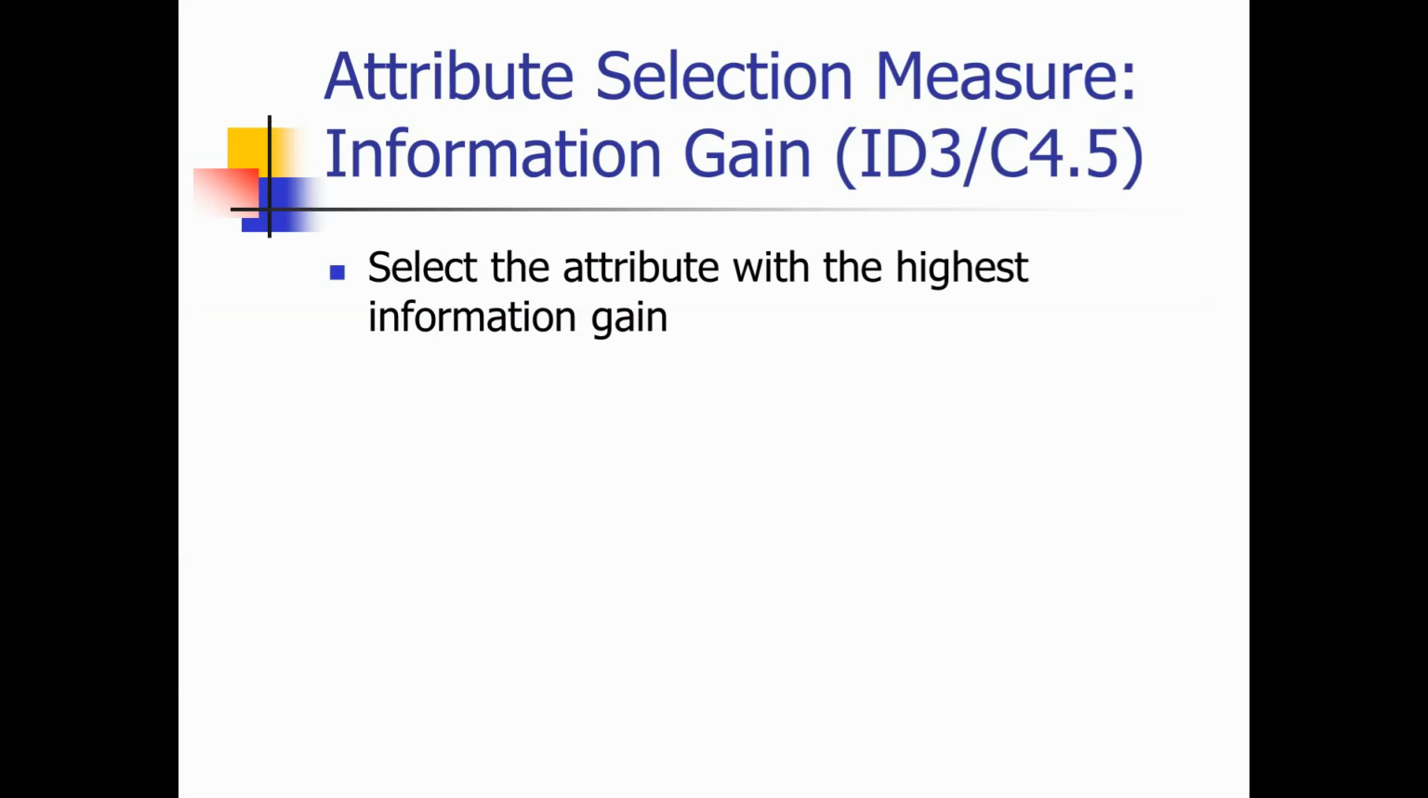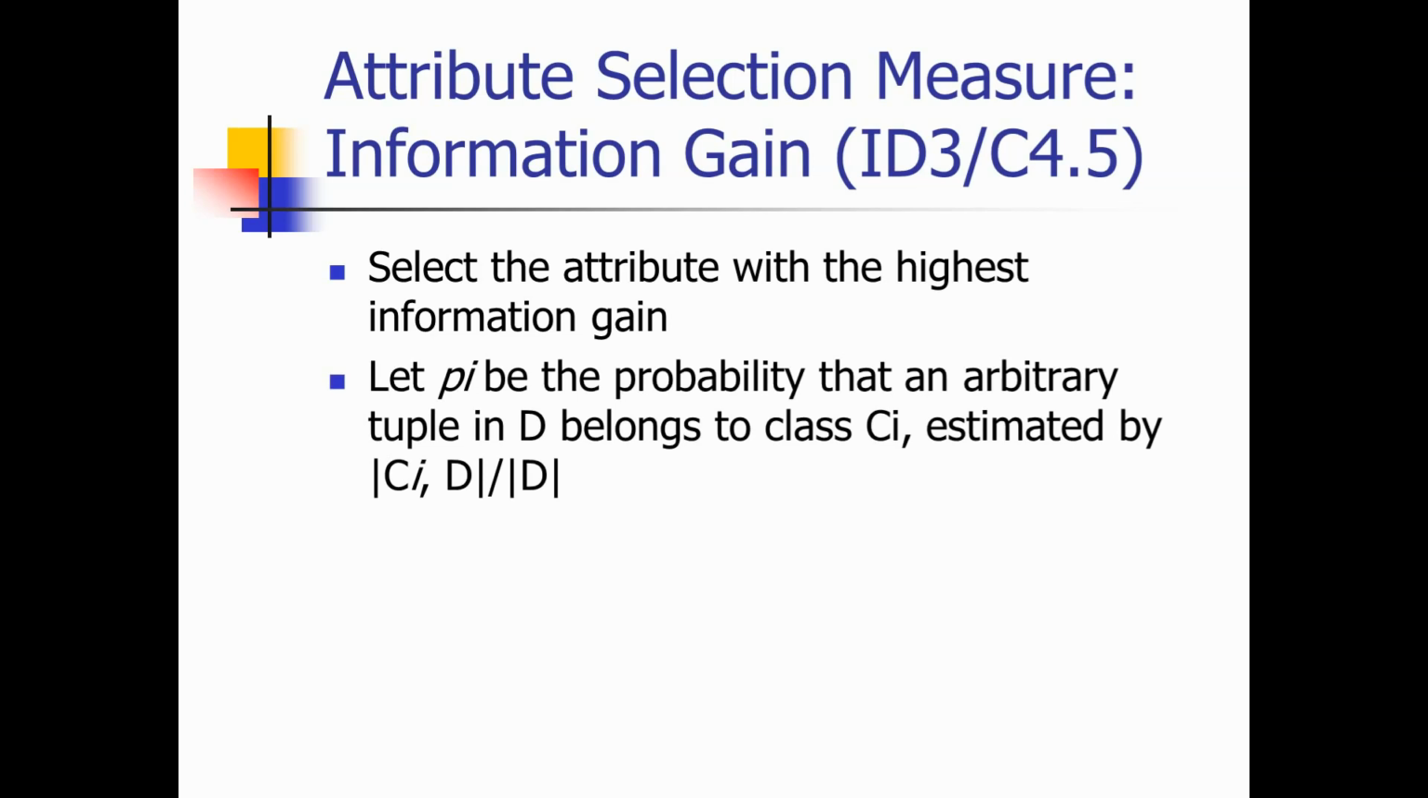So now let's see how we can decide which one is the best attribute to start with. What we need to do is select the attribute with the highest information gain. That means we can gain lots of information from that attribute. Say that Pi is the probability that an arbitrary tuple in D belongs to class Ci, estimated by |Ci,D| divided by the number of cases in D.